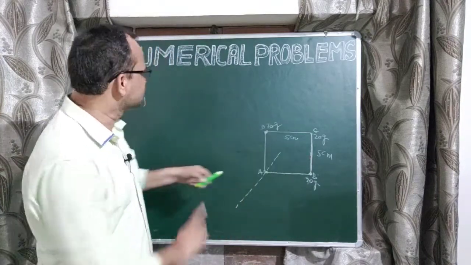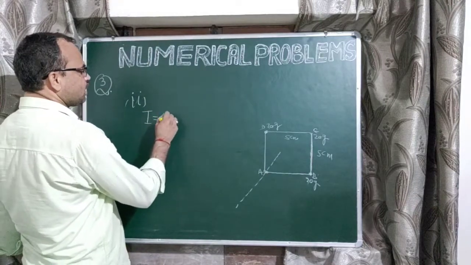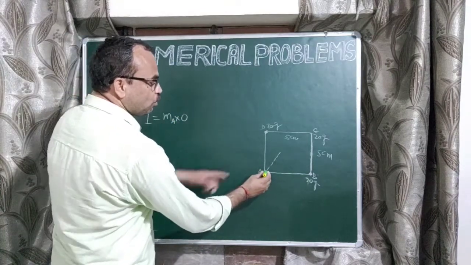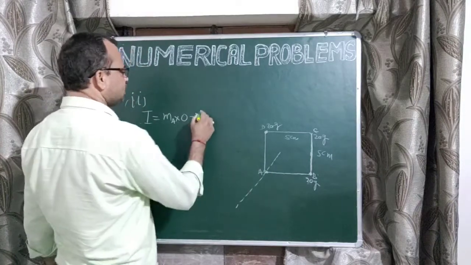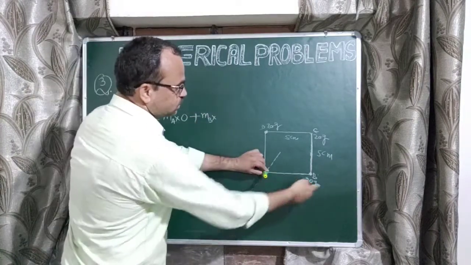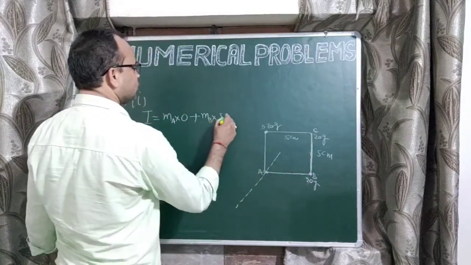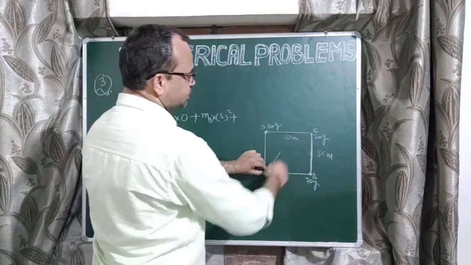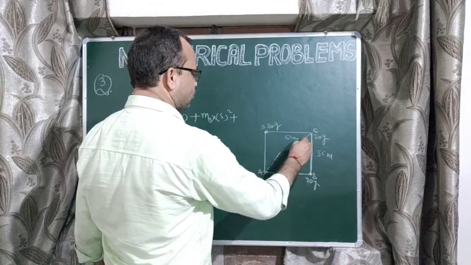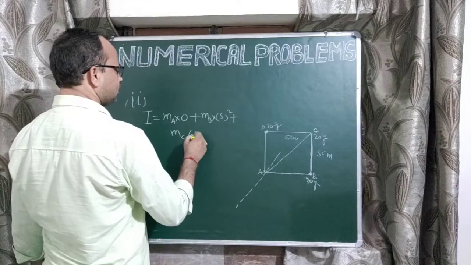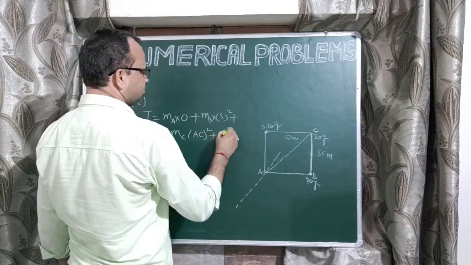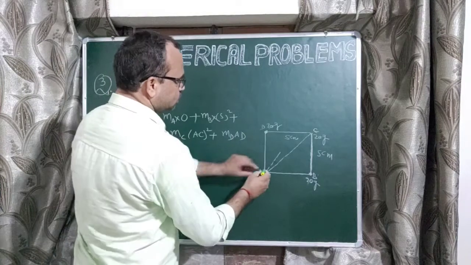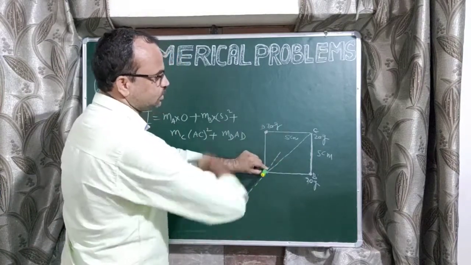So the moment of inertia of the system we can find using the formula: mass on A into distance 0, because this particle lies over this axis, similarly mass on B into this distance of 5 centimeter, 5 square, plus mass on C, for which we have to calculate the diagonal, so we write AC square, then mass on D into AD square, because this particle rotates in this position, okay.